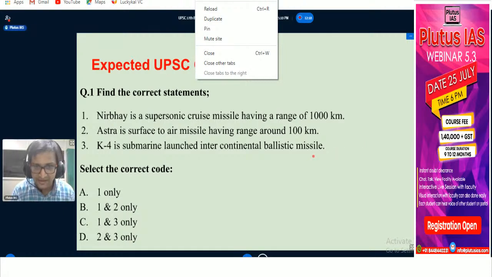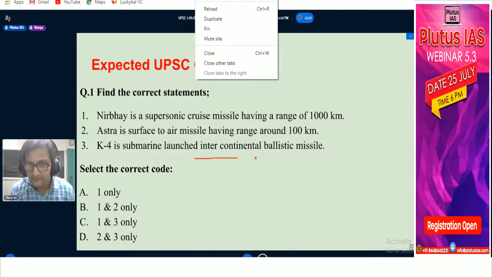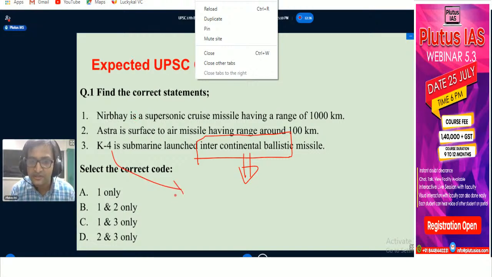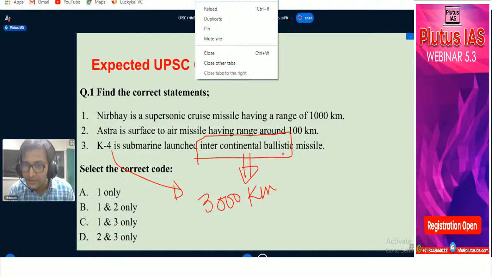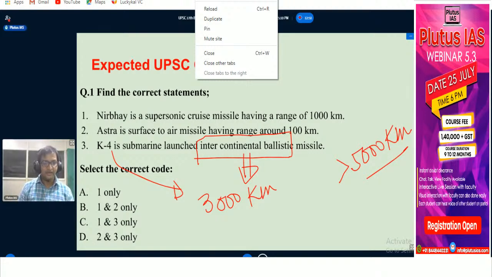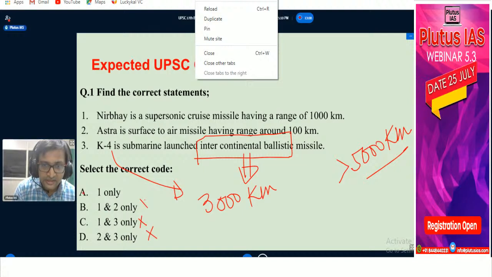A. Navya is saying A. Why not C, Navya? Why not C? K4 is not intercontinental, sir. Very good. It is not intercontinental. I deliberately put it intercontinental because K4 has a range of 3000 kilometers. And in last class, we have discussed that to be intercontinental, the range must be greater than 5000 kilometers. Okay. So C will also not be there. So now these three are wrong. Answer is A.